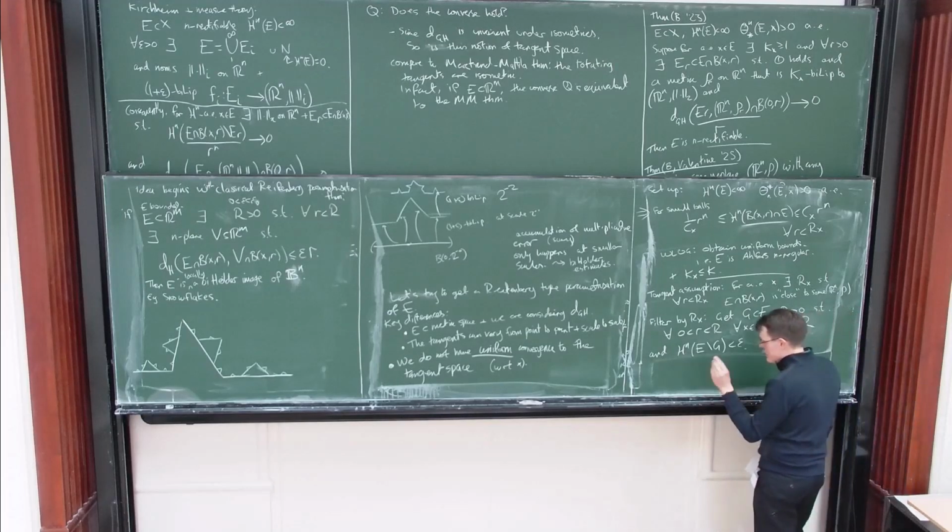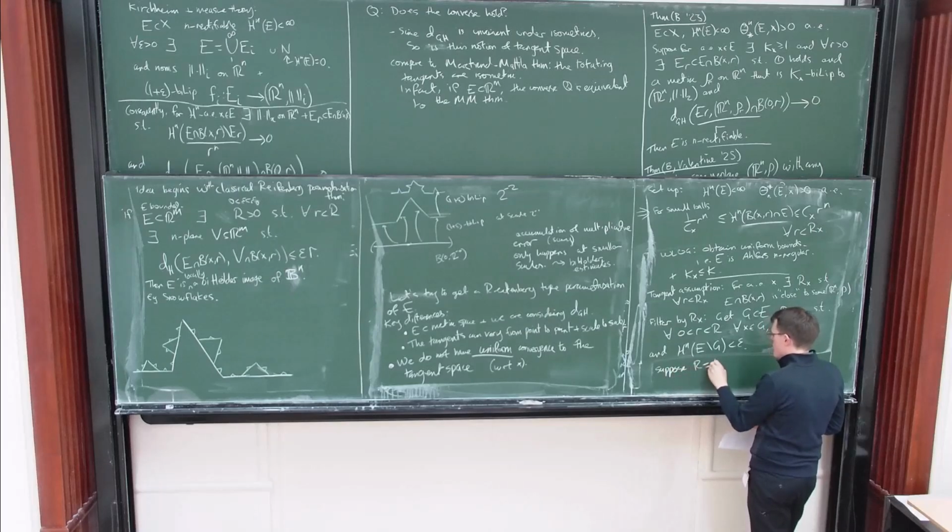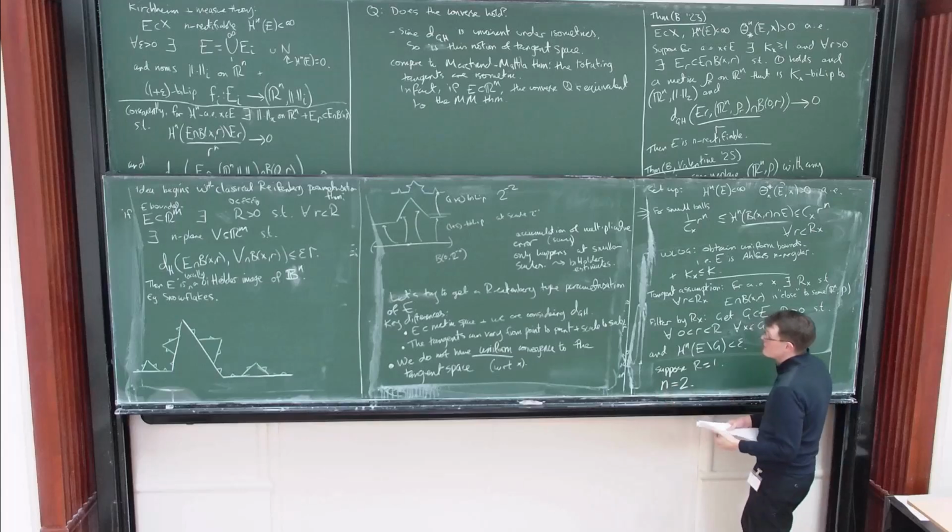And then finally, just to draw a picture on the next board, I'm going to consider the case, well, I guess we can always scale so that R is equal to 1. And we just go through the case that n is equal to 2. But the idea is exactly the same.